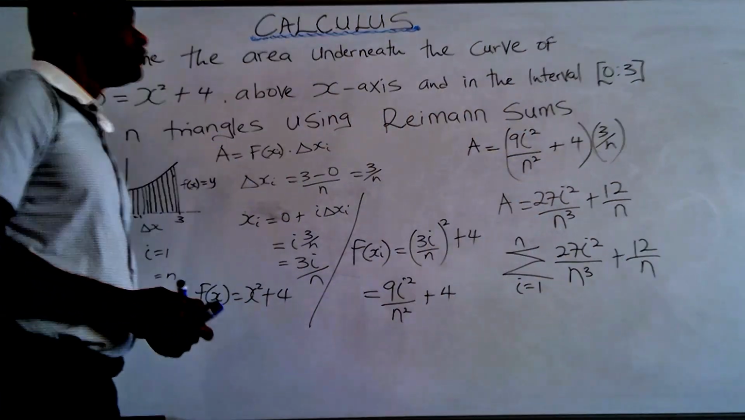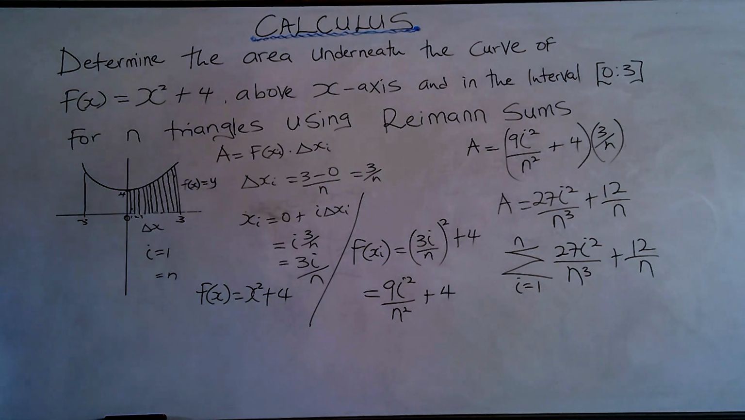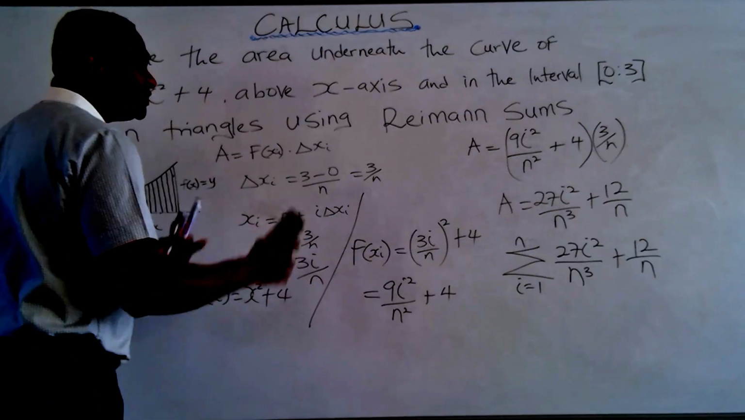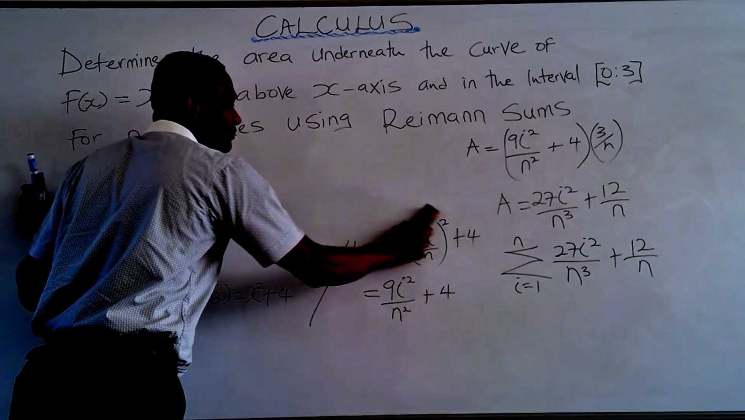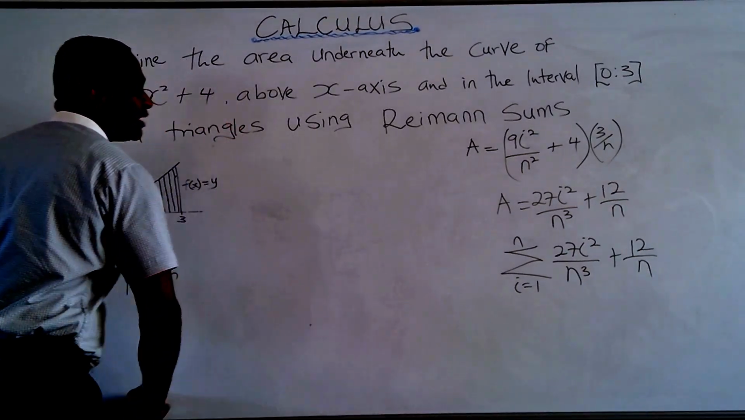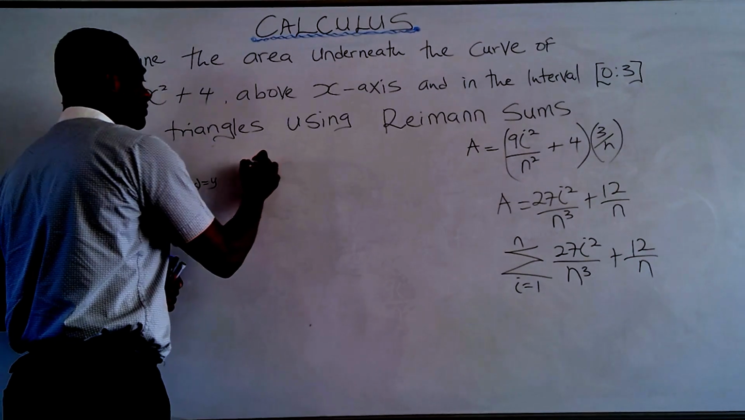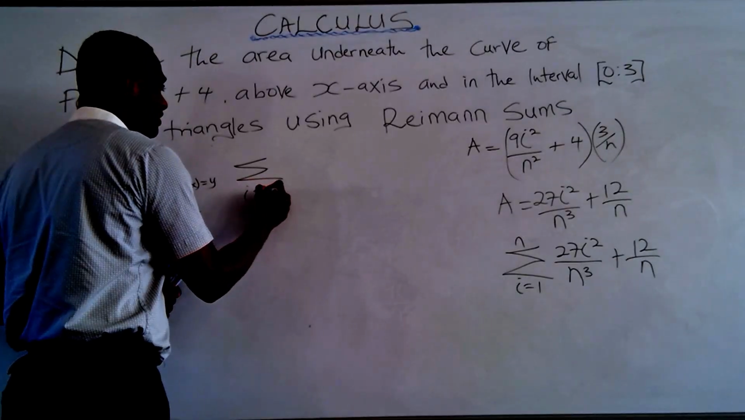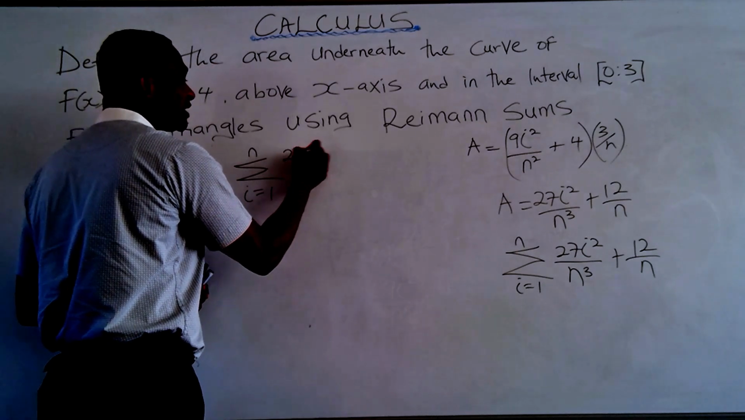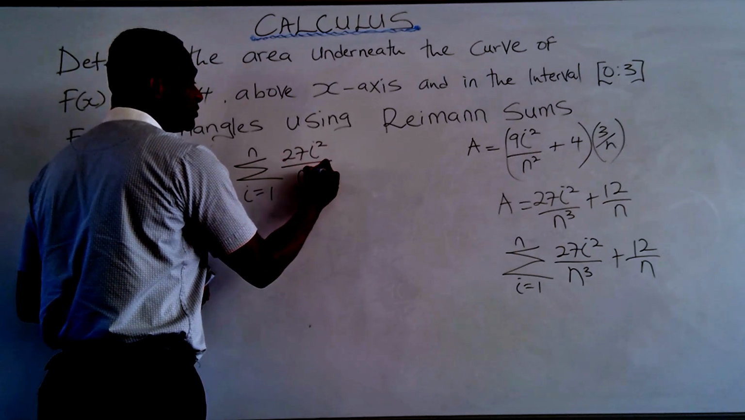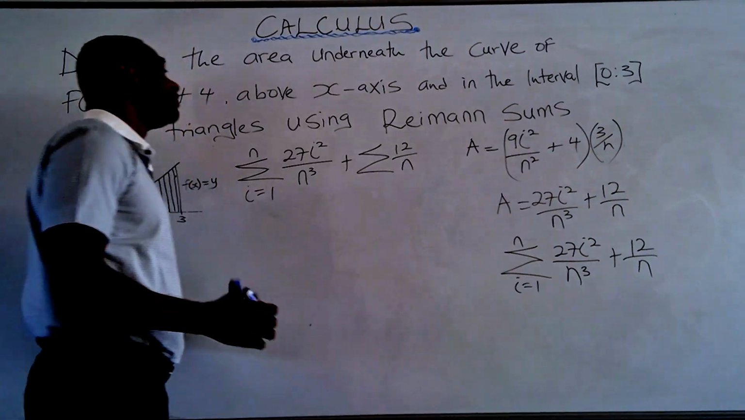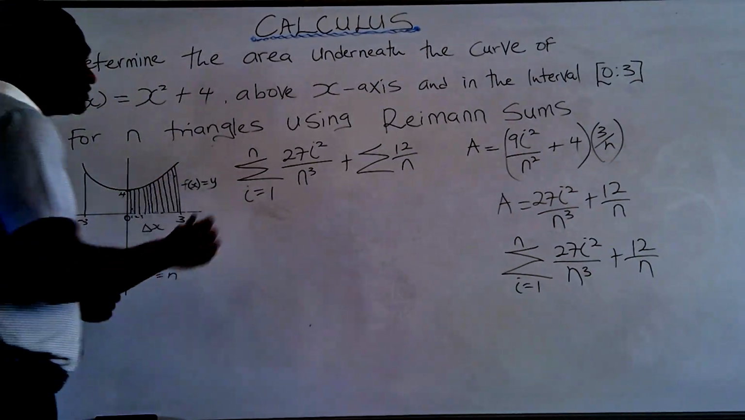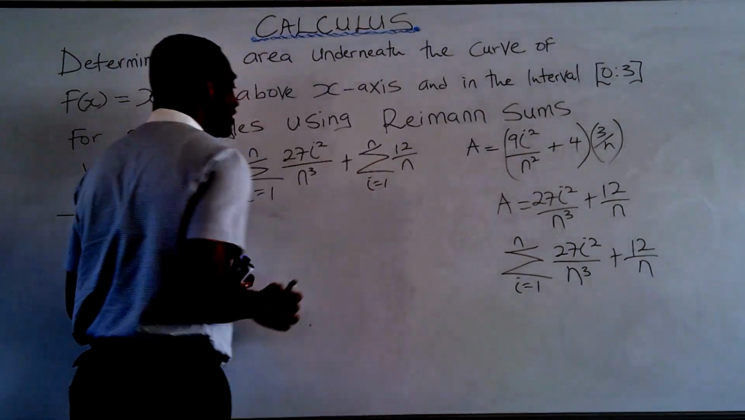What do we do here? We simplify this by breaking it down into 2 sections. We deal with separate sections so that we can easily apply the formula. So let's take this off. Now, what do we do? Each section works on its own. I have the summation, as i starts from 1 to n, of 27i squared all over n cubed, plus the summation of 12 over n. Now we simplify each of the branches again. Remember here is also i from 1 to n.